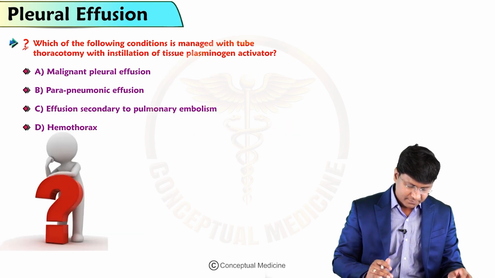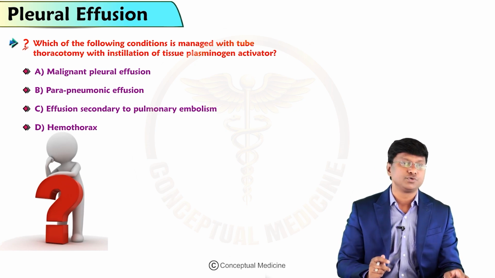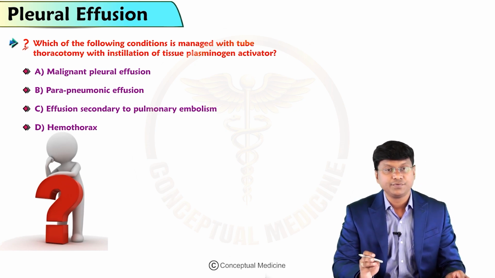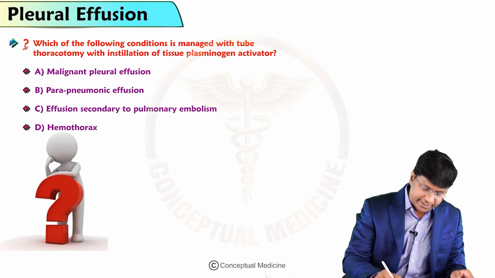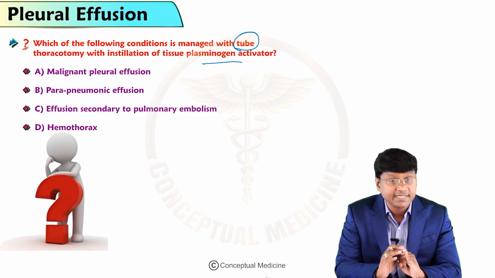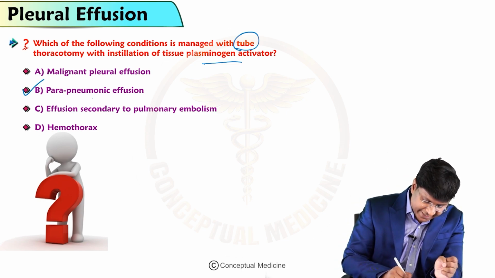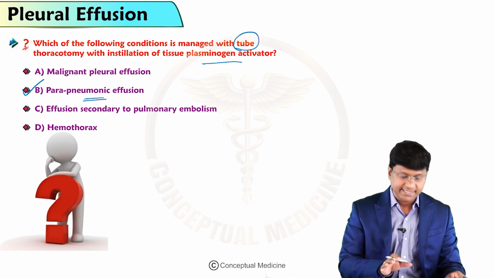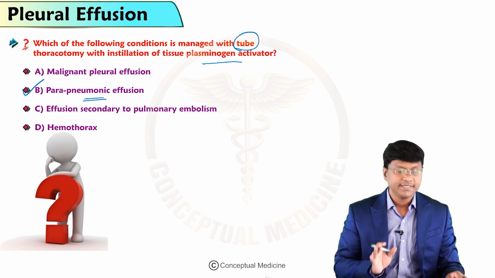Followed by that, which of the following conditions is managed with tube thoracostomy with instillation of tissue plasminogen activator? Malignant pleural effusion, parapneumonic effusion, effusion secondary to pulmonary embolism, hemothorax. So just now we have discussed where we require tube thoracostomy and instillation of the fibrinolytic agent. That is in clinical scenarios like empyema and complicated parapneumonic effusion. So these are the conditions where you need to instill the tissue plasminogen activator. Next.